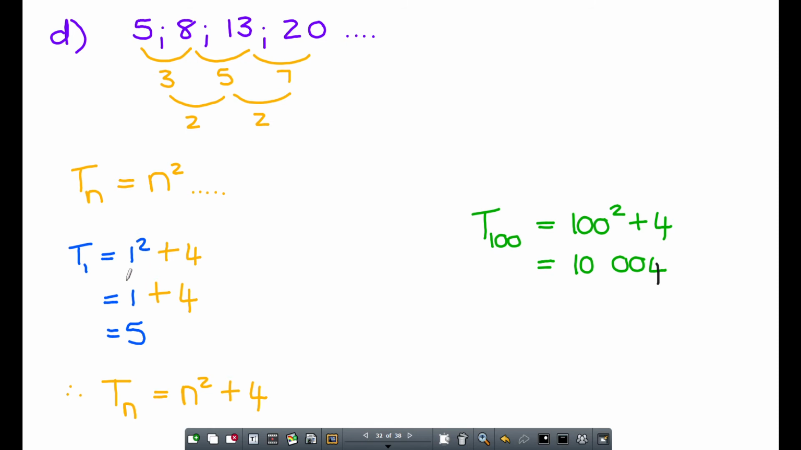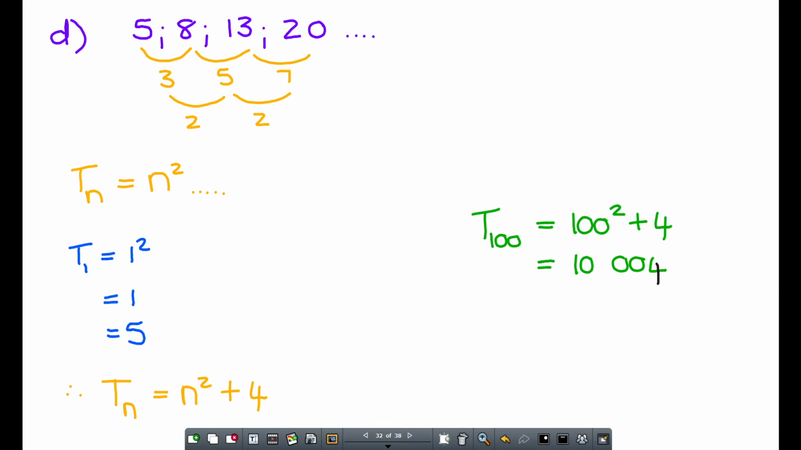1 to the power of 2. So what I do is I first substitute into what I've got. I just had n squared. So then I say instead of n, I use 1. So it's 1 squared, and that's going to give me 1. But I know that term 1 is supposed to be 5. So that is why I write the 5 there.